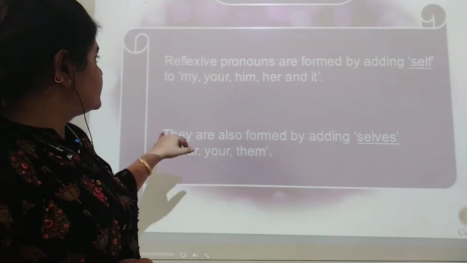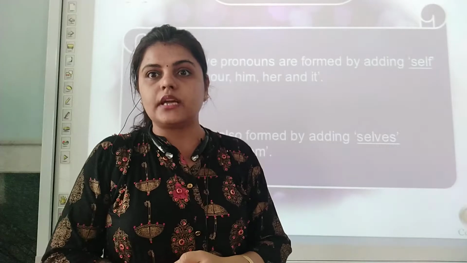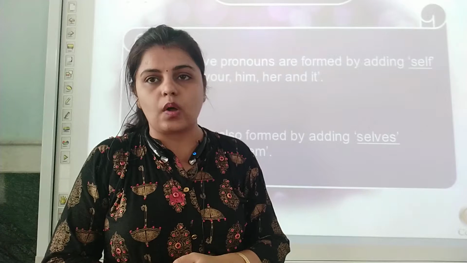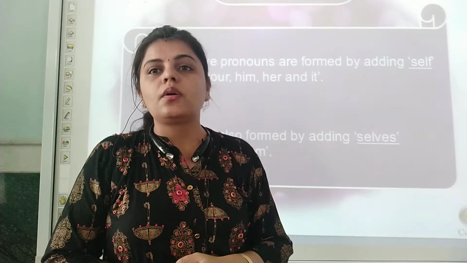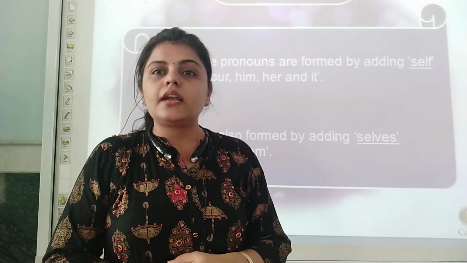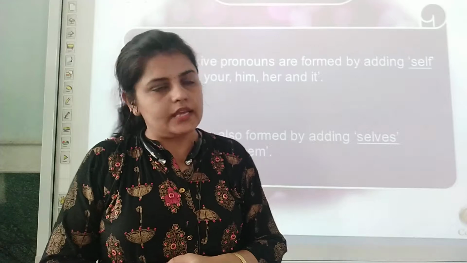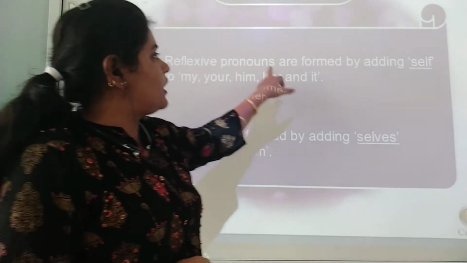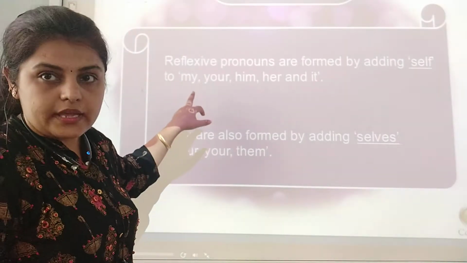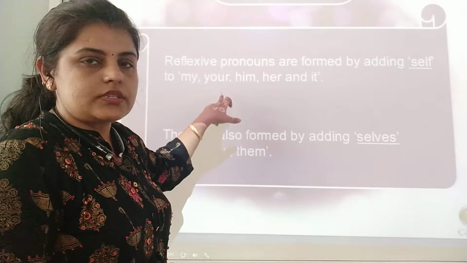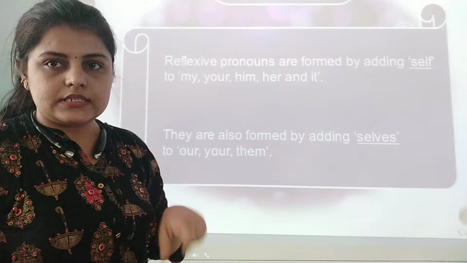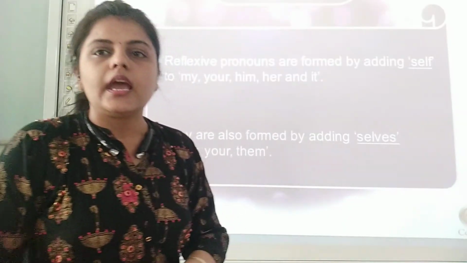They are of two types. With the singular pronoun we always use the self word, but with the plural pronoun we always use selves. It means instead of f we will add ves. How is it? Reflexive pronouns are formed by adding self to my, that is myself, your, that is yourself, him, that is himself, her, that is herself, and the last is it, itself.